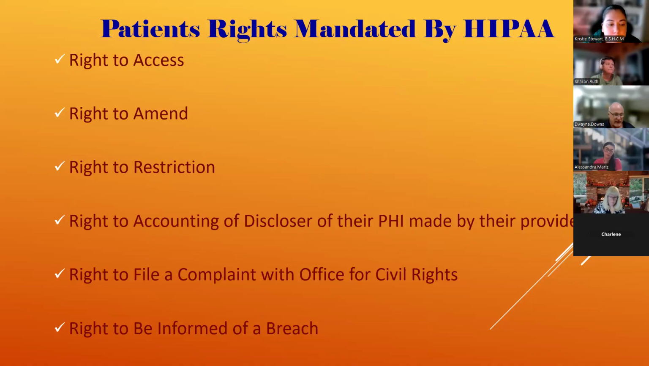Patients' rights mandated by HIPAA. Under HIPAA, patients have a number of rights over their health information. They have a right to access. Patients can request and receive a copy of their medical records. Right to amend. Patients can request an amendment to their medical records. Right to restrictions. Patients can request restrictions on how their PHI is used and disclosed. Right to an accounting of disclosures of their protected health information made by their provider. Right to file a complaint with the Office for Civil Rights. Right to be informed of a breach.